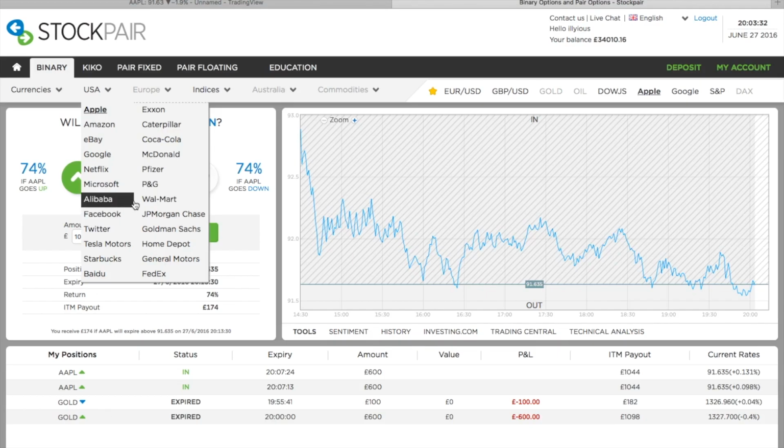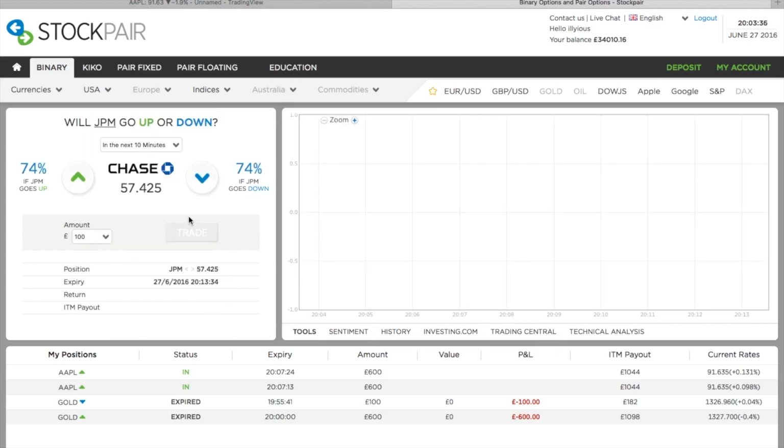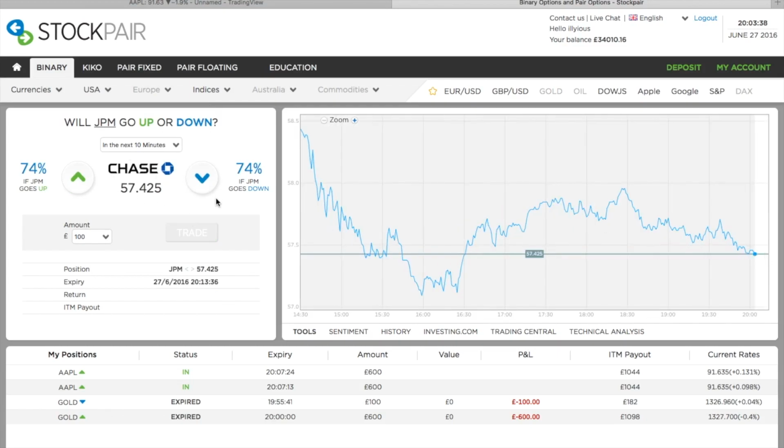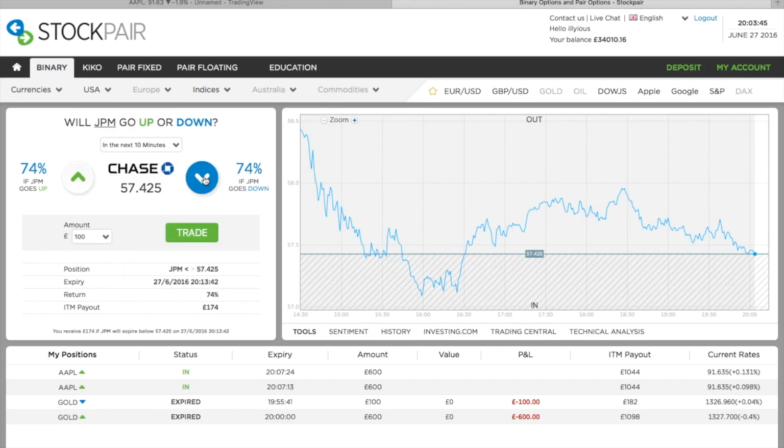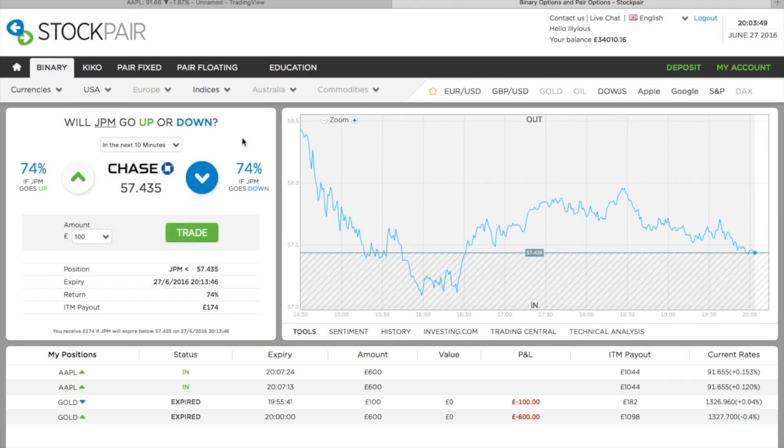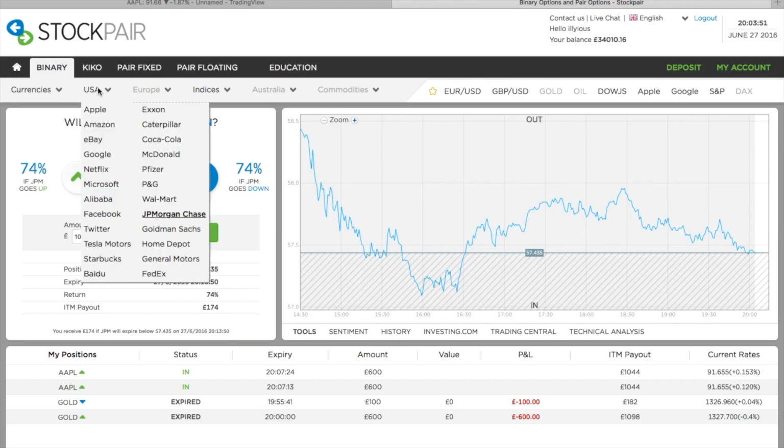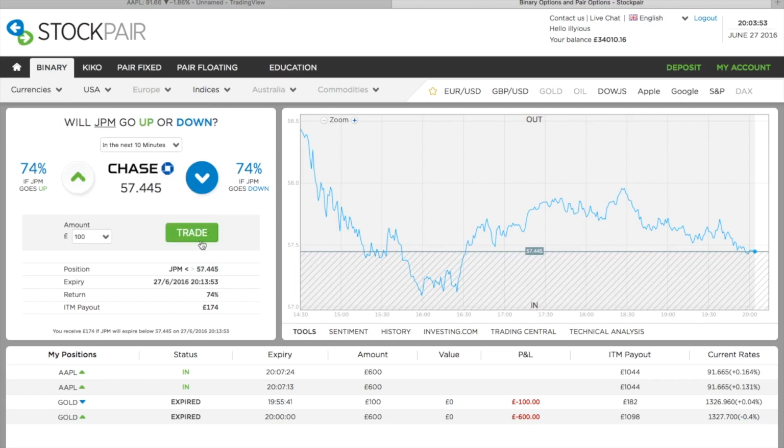Say, for instance, there's been some news about JP Morgan or Chase, that there's been some sort of scandal. It's just come out. You can quickly go here and say it's going to go down, because that's negatively affecting the company. So with any news like that, you can trade just like that and make really easy money on stocks.